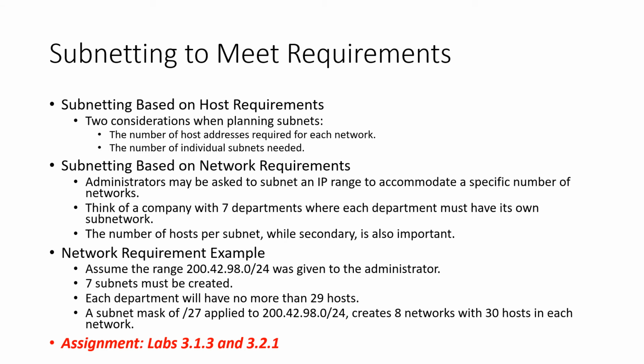Okay, network requirement example. Assume that the range 200.42.98.0/24 was given to the administrator. 7 networks, subnets must be created. Each department will have no more than 29 hosts. A subnet mask of /27 applied to 200.42.98.0/24 creates 8 networks with 30 hosts in each network.